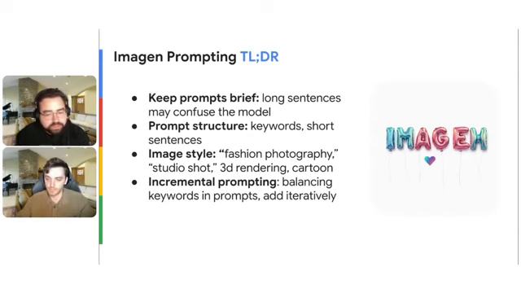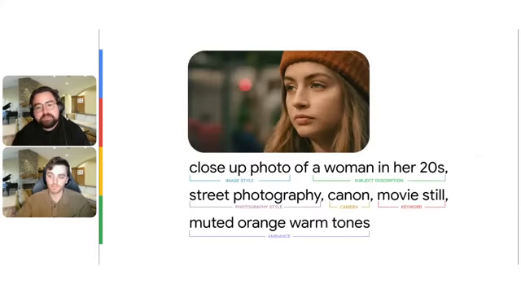So when you're thinking about an image, sometimes you have to think about all the different styles that can be present in the image. For example, fashion photography could be a style, 3D rendering, right? Or even a cartoon, for example. And we'll talk a little bit more about that. But after you've kept it brief and simple, you can actually start incrementally adding to the prompt to balance the different keywords and see how it comes up with the image. So as an example here, this is a short prompt, but it has a good structure that helps the model understand what you're trying to get out of it, right?